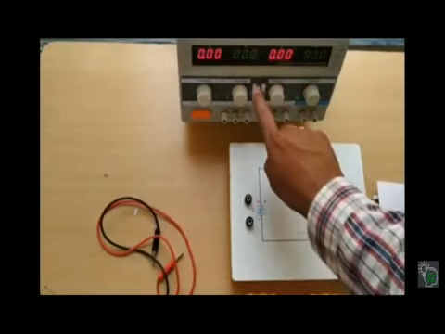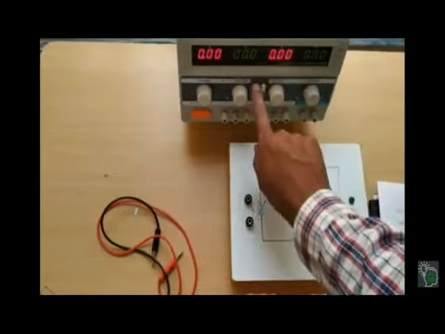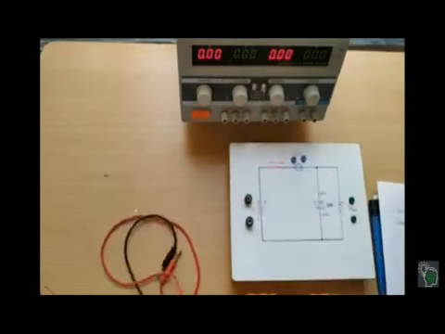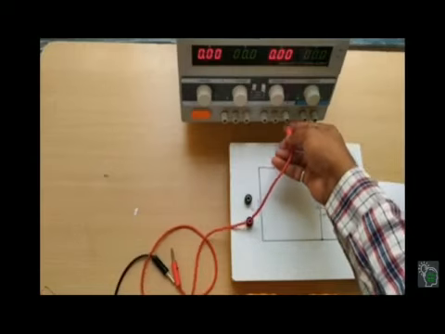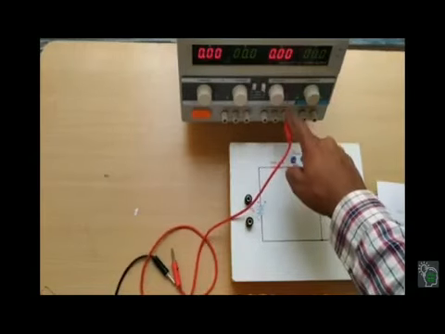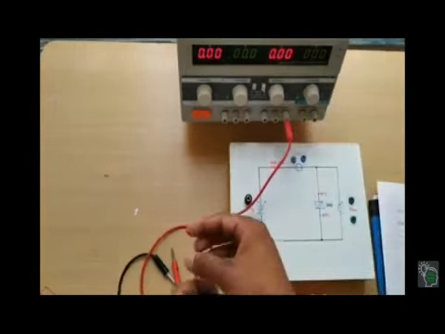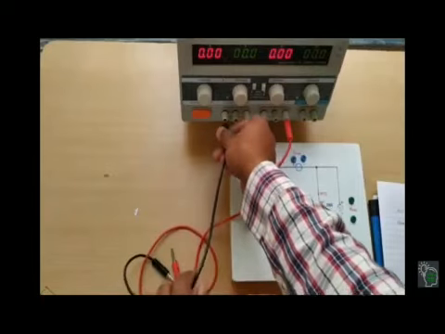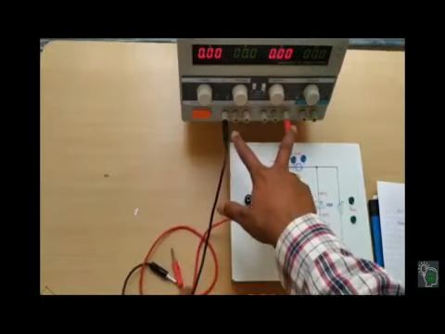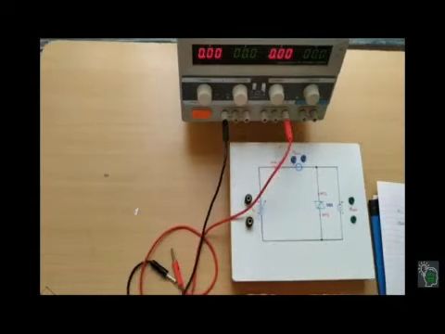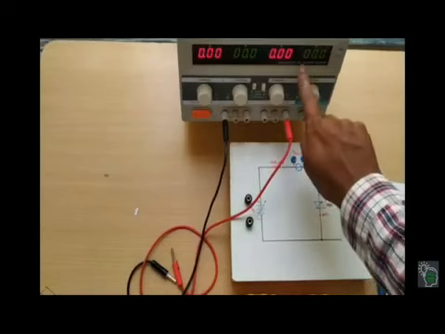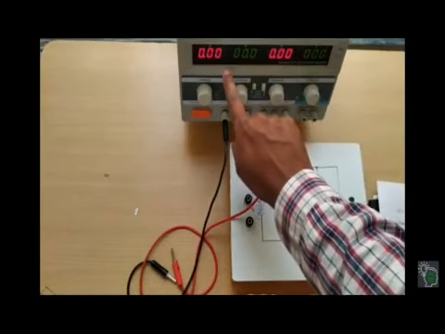Positive terminal connected to the channel 1. These are the two knobs which are set in series. Positive terminal is connected to the channel 1 and negative terminal is connected from the channel 2. These two connections are given to the Diac. Here Diac is bidirectional we are using.